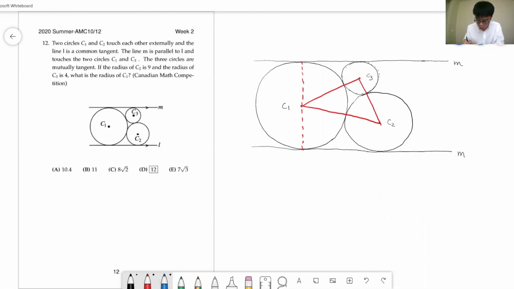Okay. Now I'd like to also draw these lines. This radius is 4, and this radius is 9. So we can assume the radius for the largest circle is x. So this becomes x. This becomes x. So the distance between these two parallel lines is just 2x.